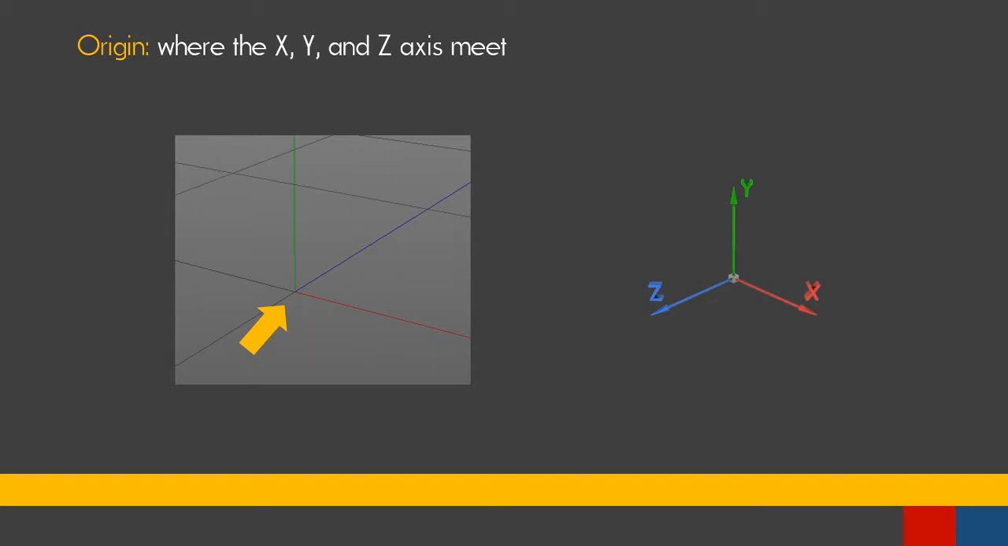Origin. This is where the X, Y, and Z axis meet. So right here in our image, the origin is at this point, which is called 0, 0, 0. And then in our Cinema 4D program, you will see a blue line, red line, and a green line intersecting, and that's the origin. This is where all objects are placed when you create them.